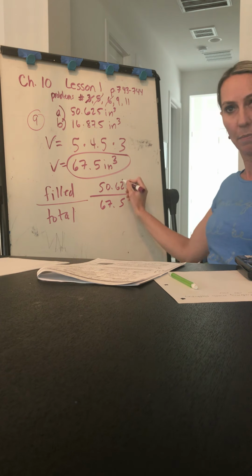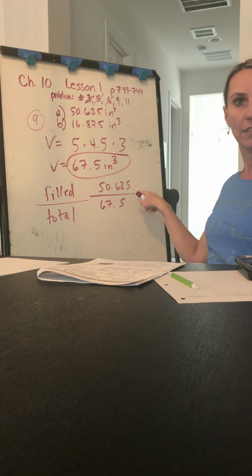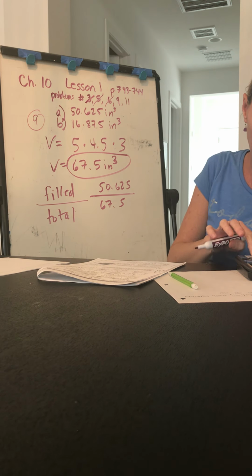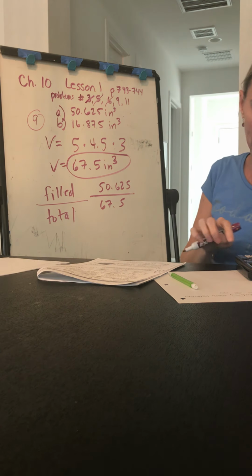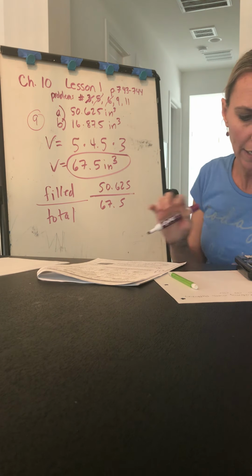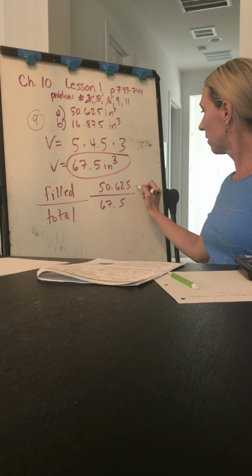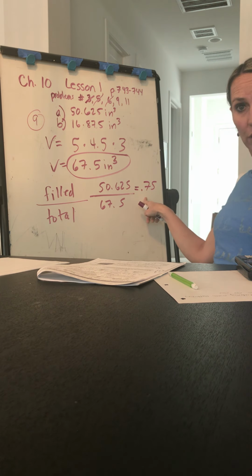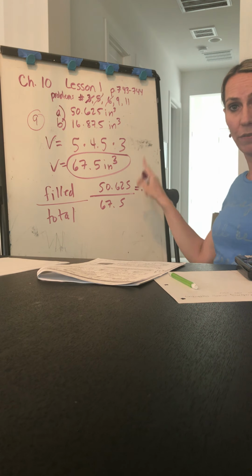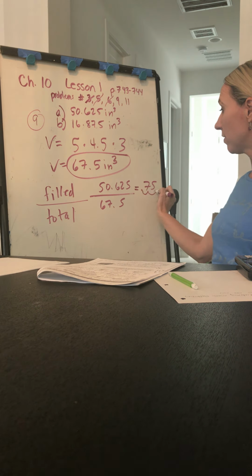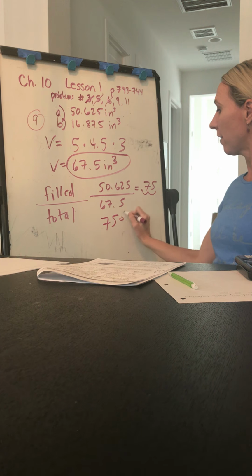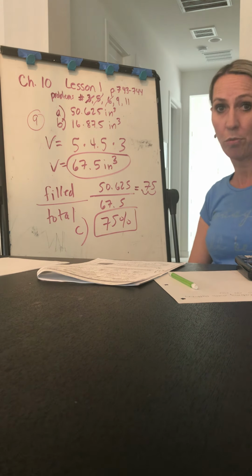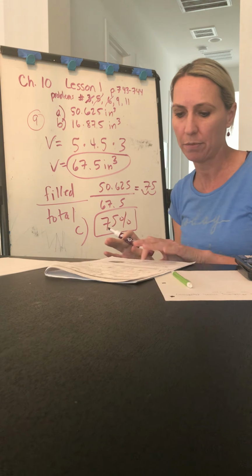And how do I put this in on my calculator? That's the division sign. So I do 50.625 divided by 67.5, and I get 0.75. Now that's the decimal. To change decimals into percent, you move the decimal 2 places to the right, which is 75%. So that's the answer to C. Okay, that was a long problem. 3 steps. It's like 3 separate problems.